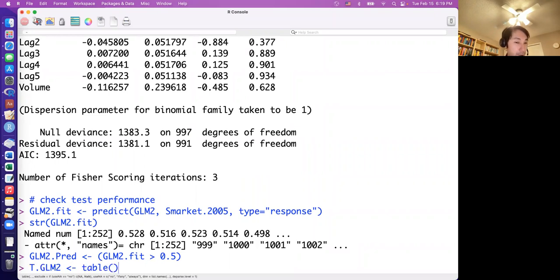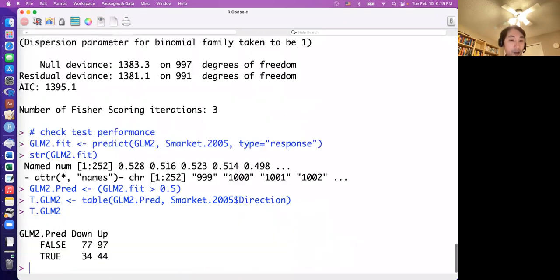Then we see the prediction performance, the table GLM2 prediction S market dot 2005 direction. Then we can see this. So true and false and up. So this 77 and these 44 are correct decisions. And 97 and 34, these are incorrect decisions.